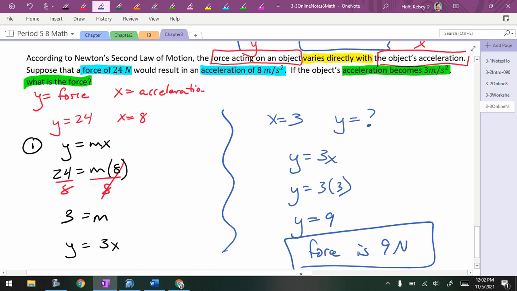Now, I'm going to be very honest with you. They don't always give you acceleration at the end. Sometimes they give you force and ask you to find the acceleration. That's why it's so important to write down what is force, what is acceleration, what letter means what. The biggest thing today is writing the equations. Make sure you have a y, make sure you have an equals. Flop your m out for whatever your slope is. Make sure you have an x.